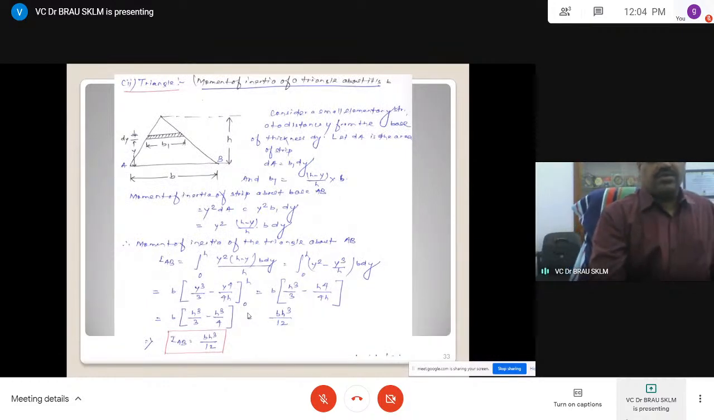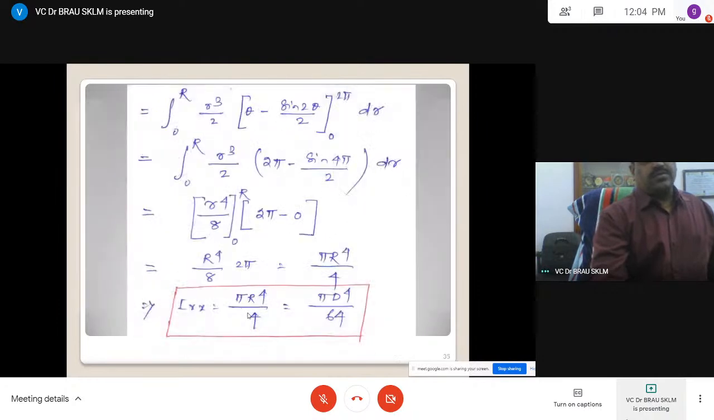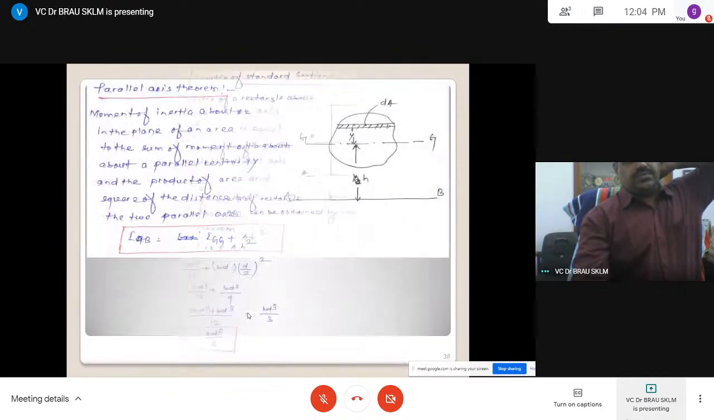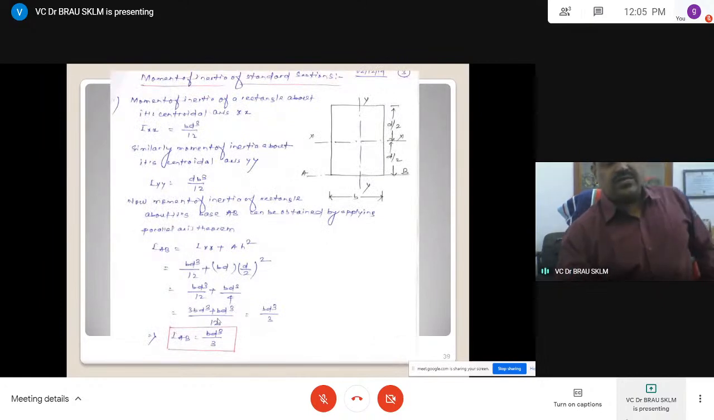For a triangle, it is BH cube by 12. These you have to remember. For a circle, it is pi d power 4 by 64. The unit is always meter power 4. Now let us start with Ixx and Iyy, known to you: BD cube by 12 and DB cube by 12. That is the meaning of breadth times depth cube.